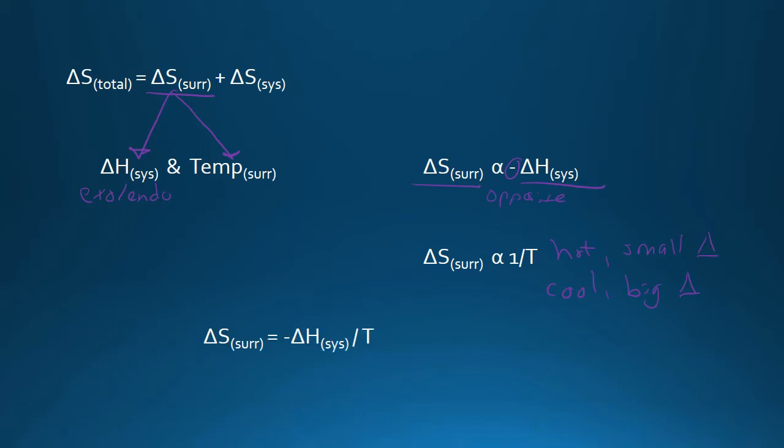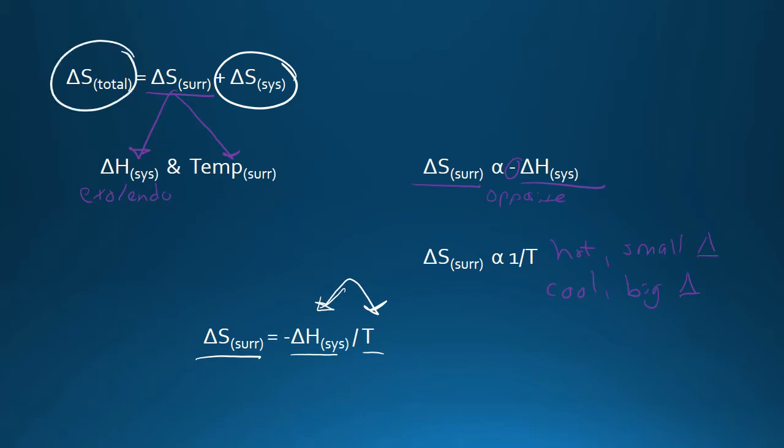So essentially, we can go through and we can say delta S of surroundings is equal to the negative delta H of your system over temperature of the surroundings. These two things we can measure, and since we can measure those two things, we can figure out the delta S of the system based off calculations that we learned about in the first video of 15.2. We can then figure out the total delta S of a reaction.